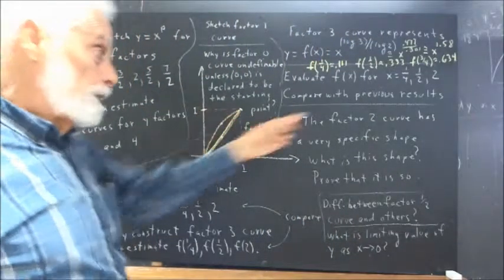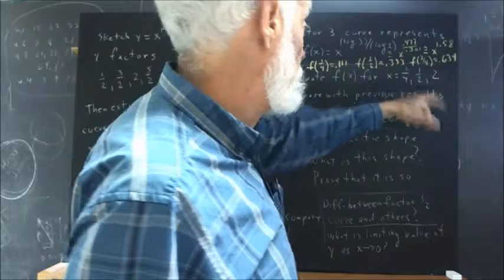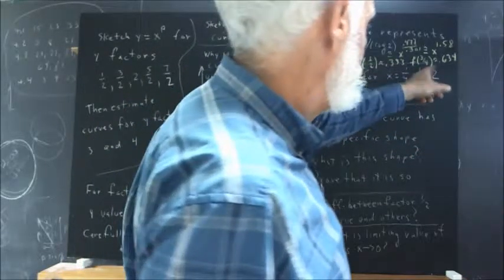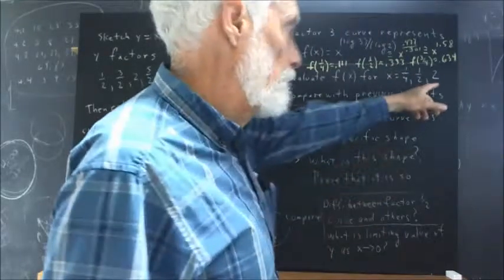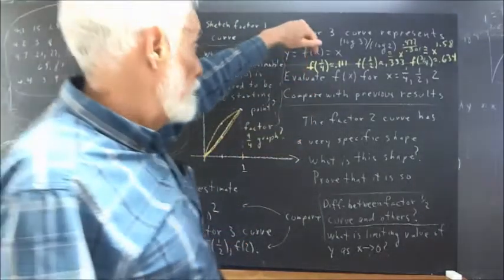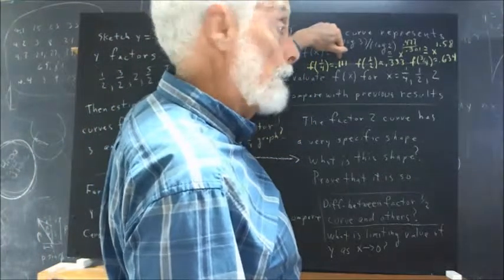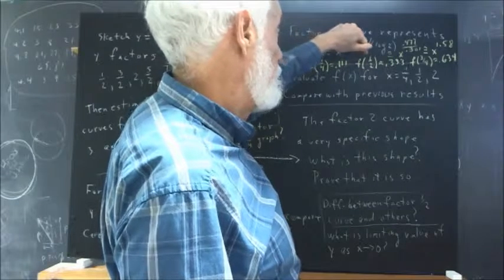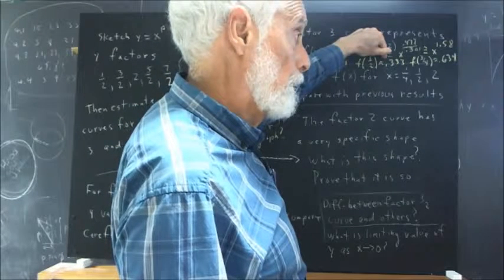So now we plug in x equals 1/4, x equals 1/2, and I plugged in x equals 3/4. I didn't plug in x equals 2. I have to leave something for you to do. F of 1/4 turns out to be about 0.111. F of 1/2 equals 0.333.